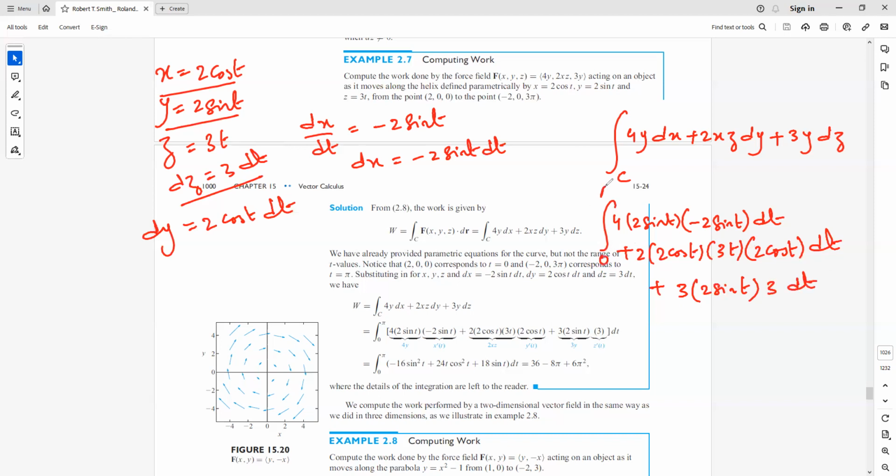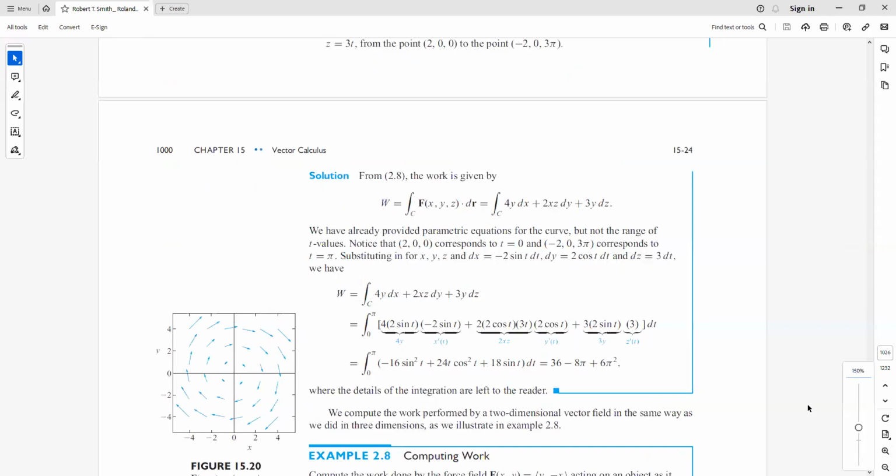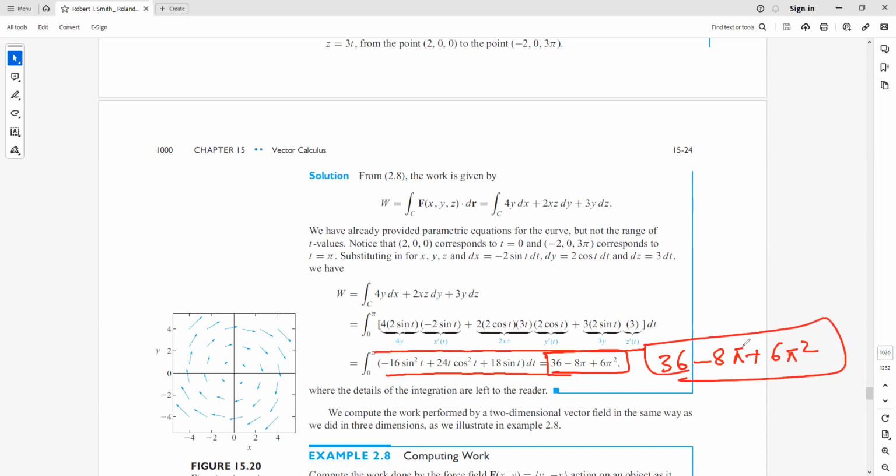Now limits are from 0 to pi. We can take this dt outside, and then we can simply simplify this function and integrate, which is already shown here in the solution. So this is the simplified form, and then we arrange all the terms and integrate, and we get this result, that is 36 minus 8 pi plus 6 pi squared. So this is how we compute line integrals in space, and that is the generalization of the ordinary integral that we used to do over the axis, that is either x-axis, y-axis, or z-axis, right?